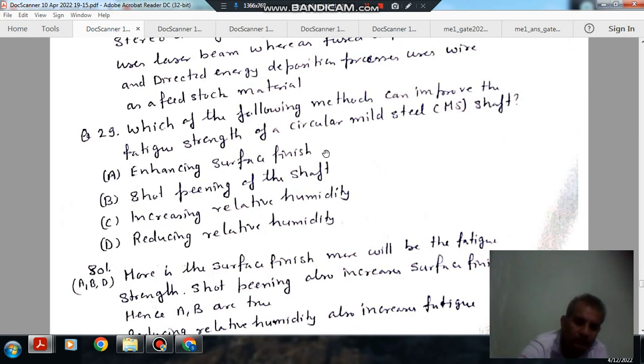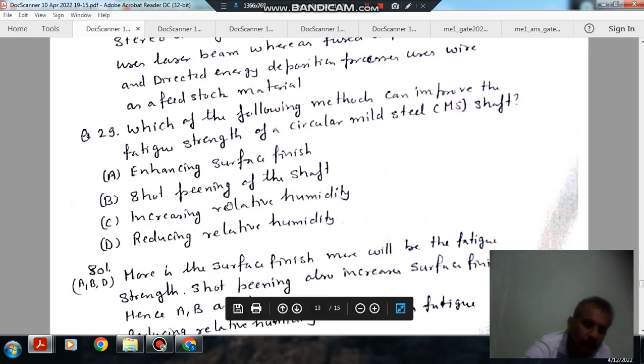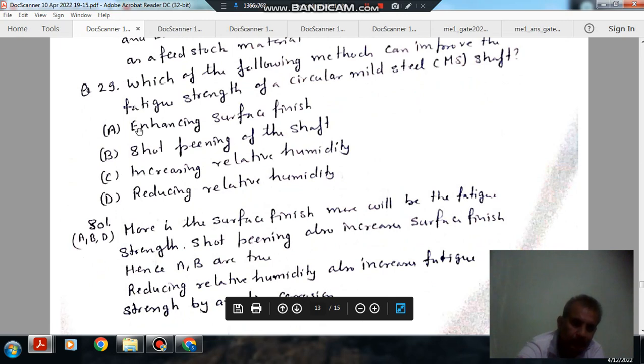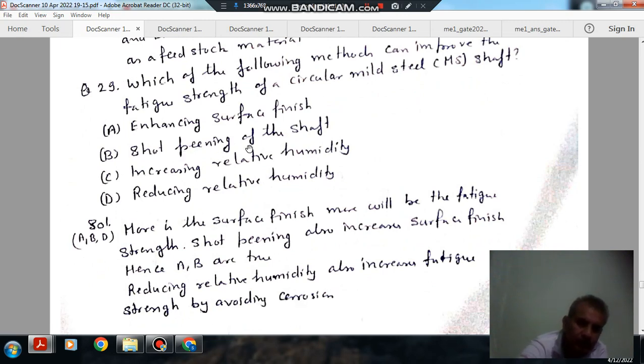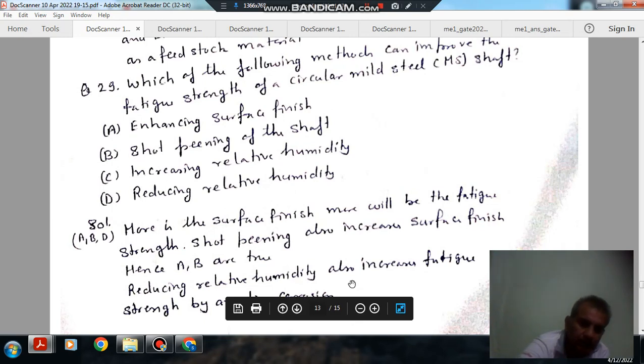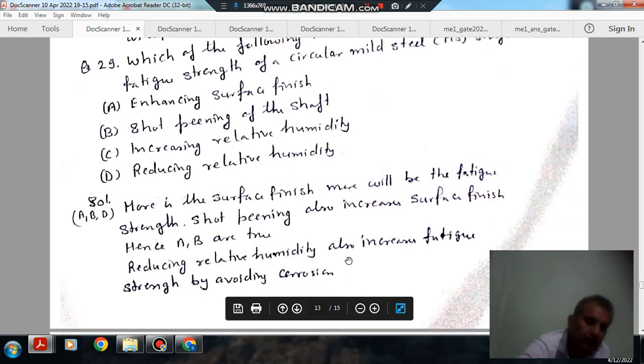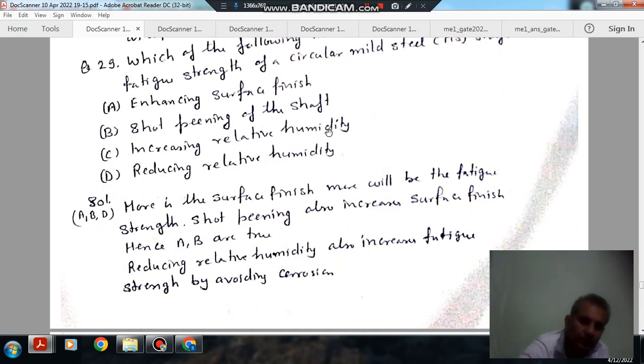So the better the surface finish, the higher the fatigue strength. So enhancing surface finish will improve the fatigue strength. Shot peening also improves the surface condition, so it will also improve your fatigue strength. And reducing relative humidity eliminates moisture from the environment, so it avoids corrosion, which avoids fatigue failure. So A, B, D are correct.